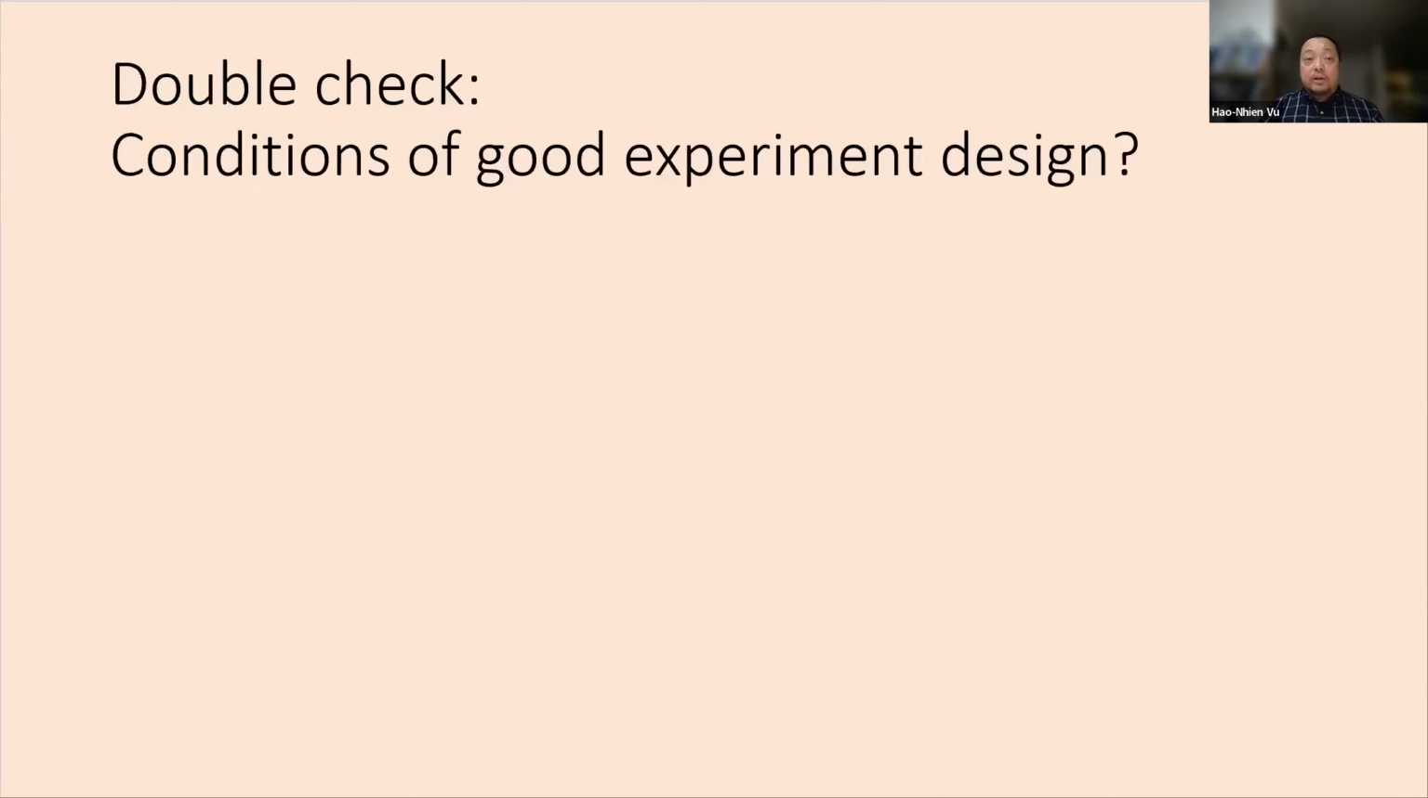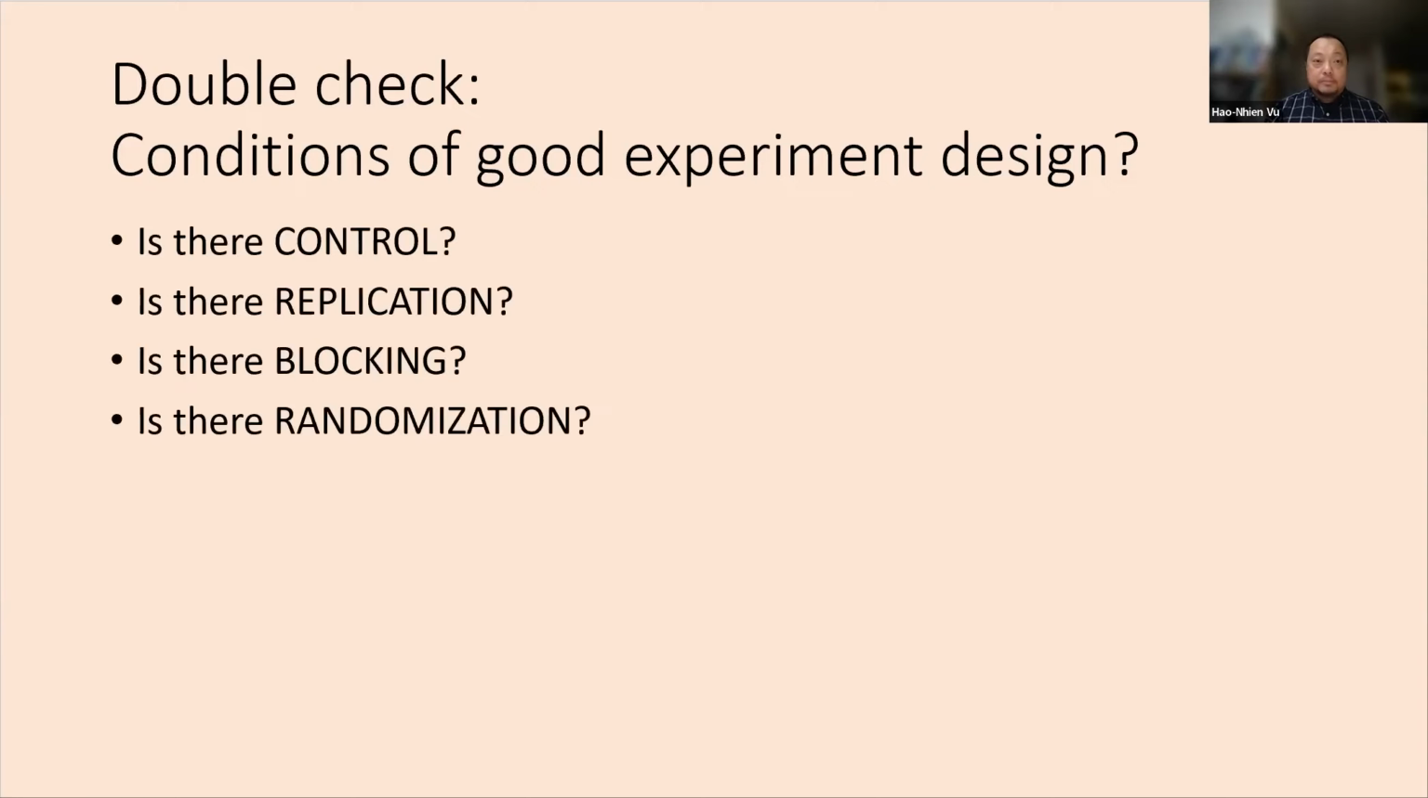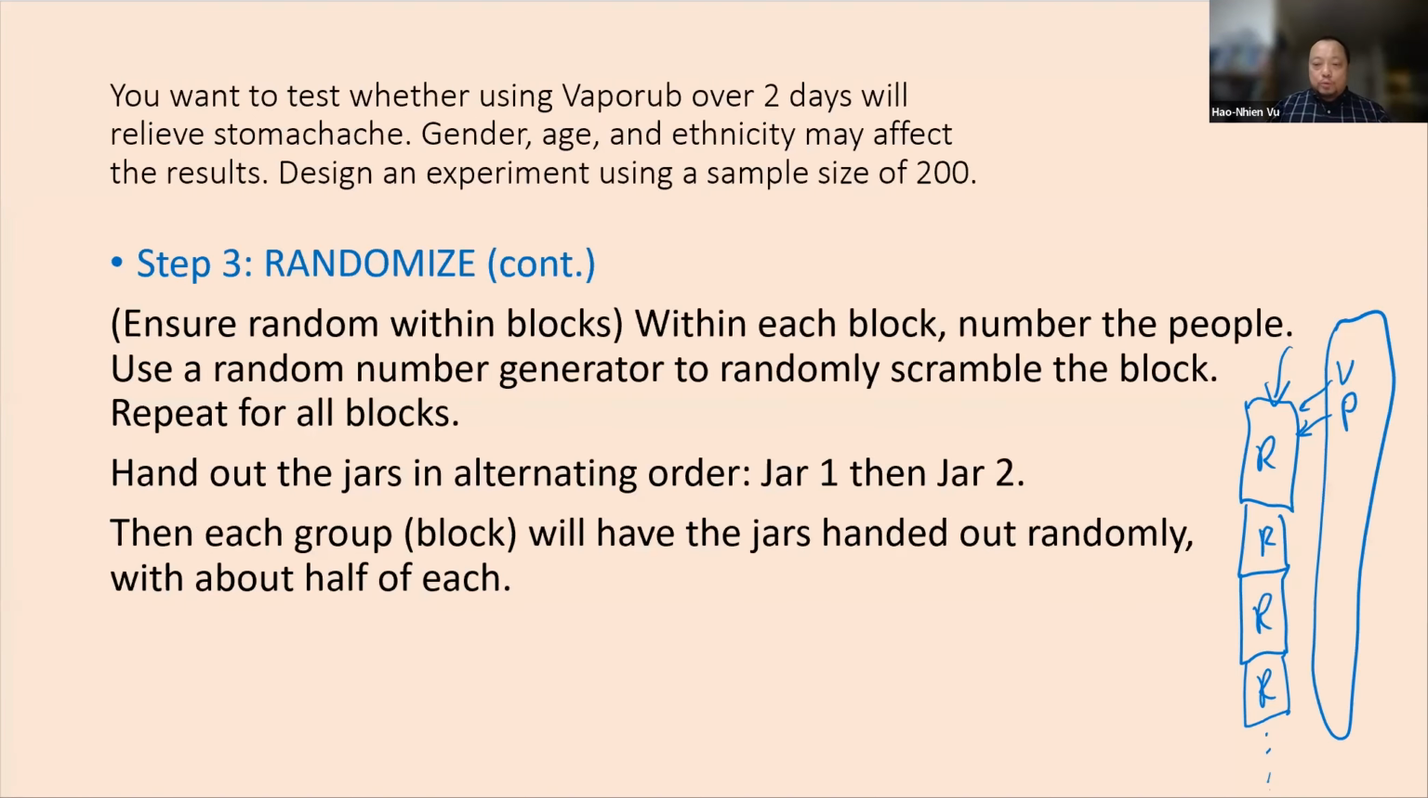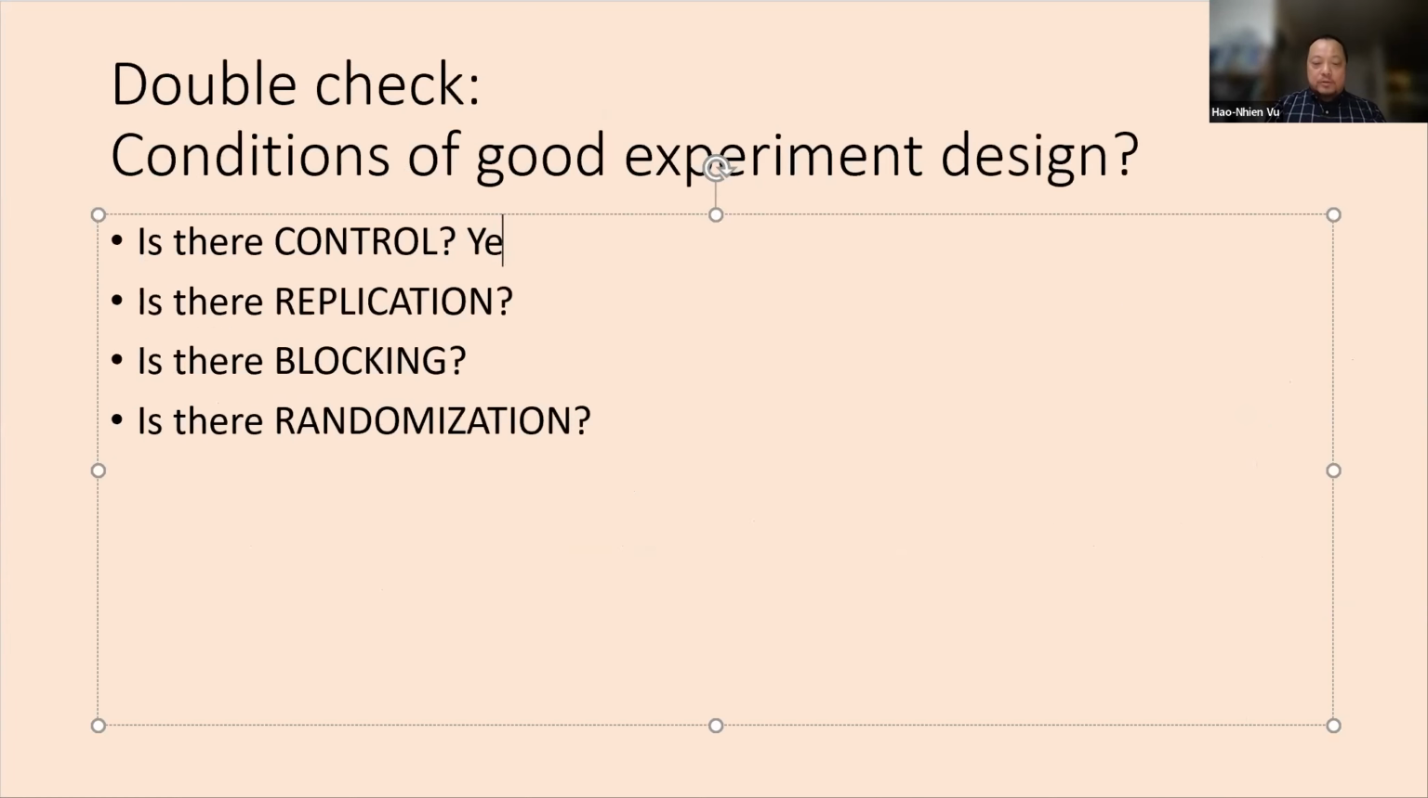Having written the answer, let's double check. Did we meet the conditions for good experiment design? Is there control? Is there replication? Is there blocking? Is there randomization? Control means double blind, placebo versus experimental. Yes. We had control. We went through all this work to make sure that within each block, there's about half of people with jar 1 and half with jar 2. So yes.